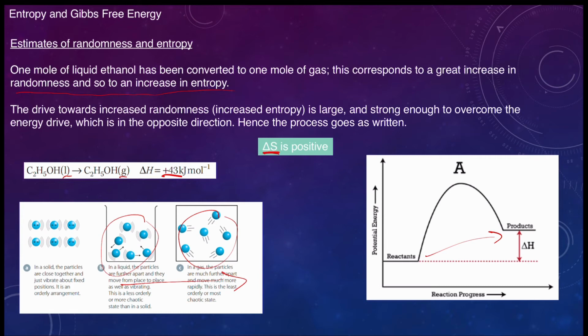Delta S, change in entropy, would be positive, and we can see going from a liquid to a gas, we have increased entropy. This reaction is as written, and it's overcome the drive to the left of energy. So remember, if we reverse this, we would have an exothermic reaction. So this drive towards entropy, chaos, is overcoming that drive towards a lower energy state, which would happen if it was an exothermic reaction.